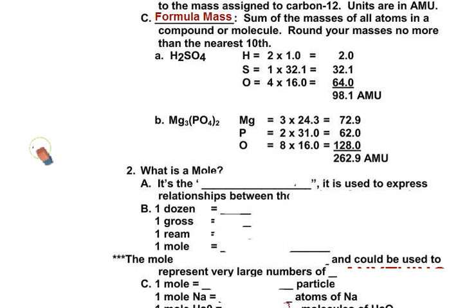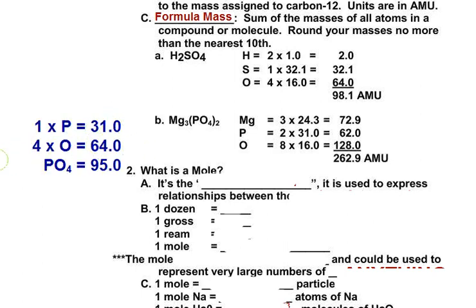And so if we're going to do that, then we start erasing this, and we get 1 phosphate is going to be 31, 4 oxygens is going to be 64, 4 times 16 is 64, like over here. And if you add those together, it's going to be a PO4 equaling 95. Well, 2 95s then is 190. So let's see if I can draw that in here. That's going to be a 190. So we're going to keep the 72.9.